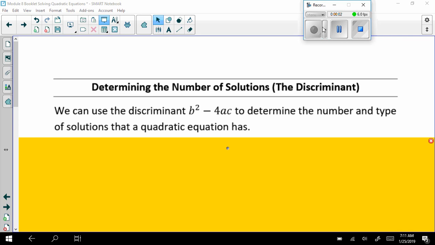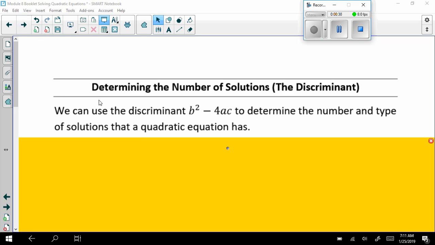Our next method for solving quadratic equations is to solve by using the quadratic formula. Before we talk about the quadratic formula, though, I want to talk about the discriminant. It's actually part of the quadratic formula, and it allows us to determine how many and what type of solutions we have for the quadratic equation that we are solving. So we're going to look at just a couple of examples of our discriminant, where all we're doing is determining how many solutions there are.